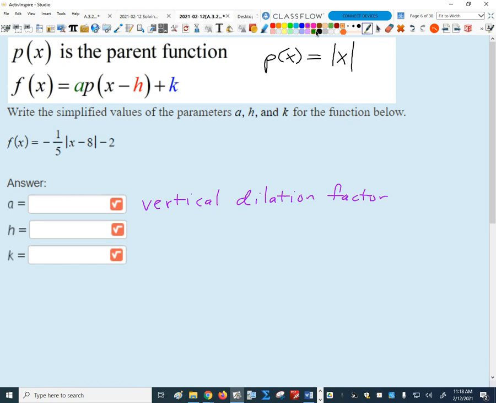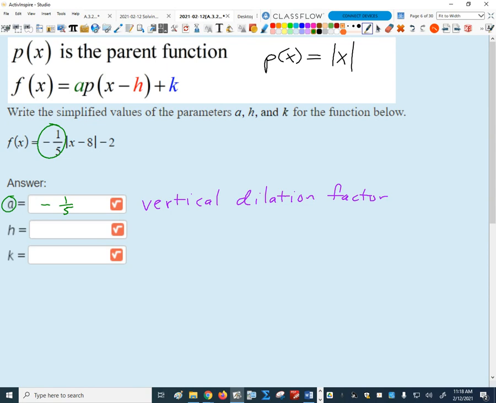Maybe I should color code it like these. So that's green, isn't it? Right? So there's the value of a. It's what's being multiplied by the parent function, and it's negative 1/5. Well, if a is the vertical dilation factor, and it's negative 1/5, what's it doing to my parent, that V-shaped parent graph? Multiplying by negative 1/5 does what? The negative reflects it, correct? And the 1/5 compresses it. Everybody agree? So it's going to be compressed and reflected, okay?